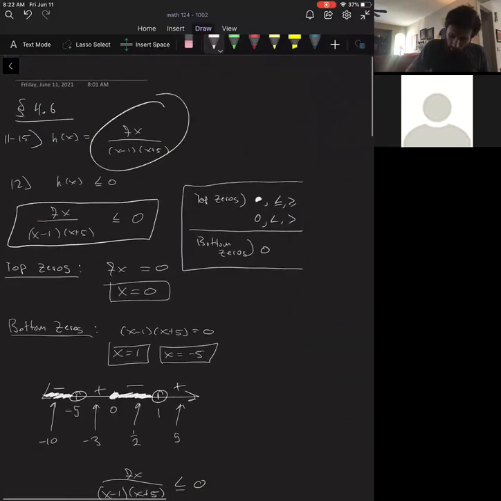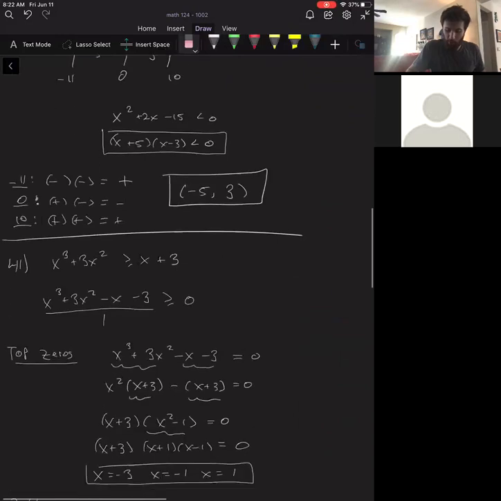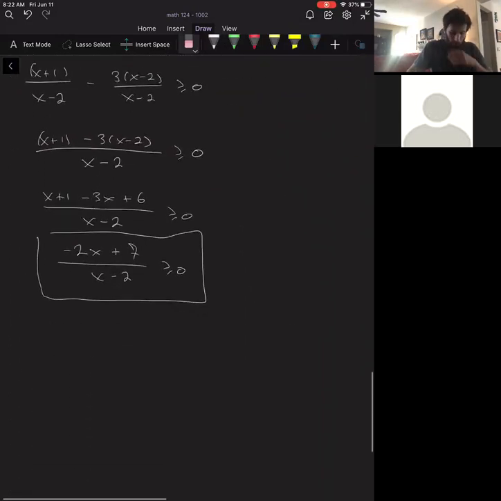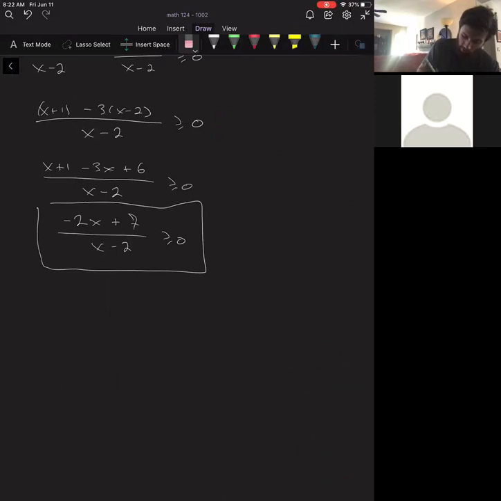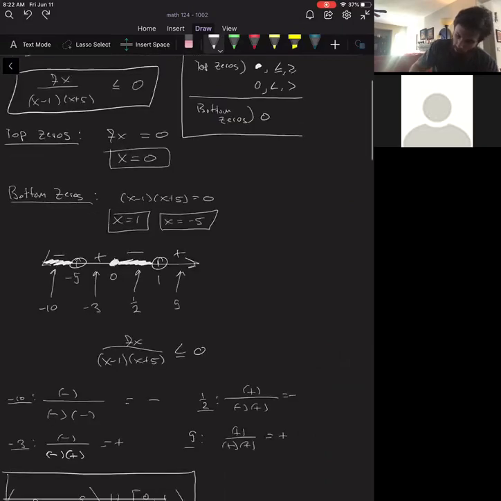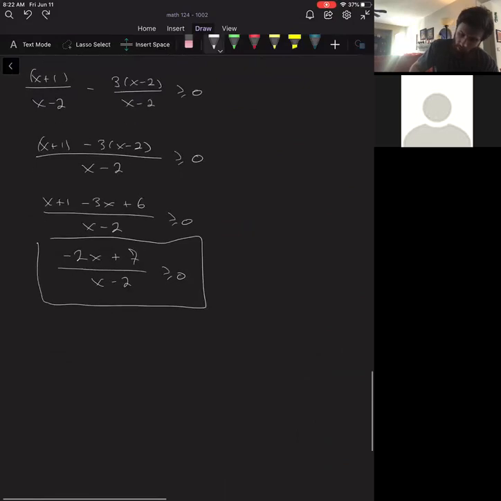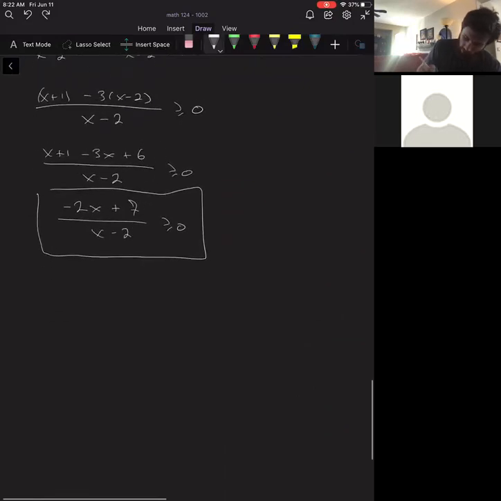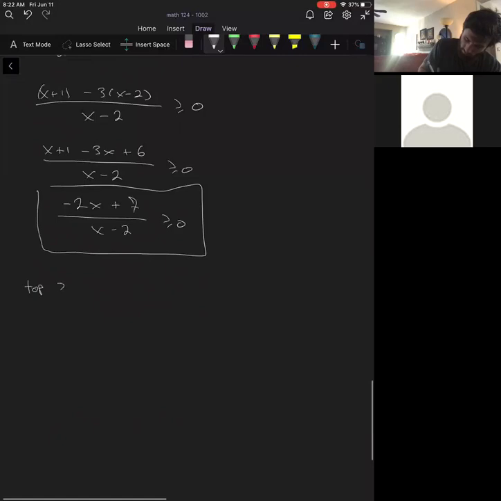Basically this problem. It just took some steps, but we simplified this into a problem that we've already done. So in order to solve this one that we have in the box, we have to find our top zeros. Because now we have a fraction on one side, and it is 0 on the other side. That's always the goal. Okay, so our top zeros: minus 2x plus 7 is equal to 0. So subtract the 7, divide by the 2. We'll have x is equal to 7 over 2.